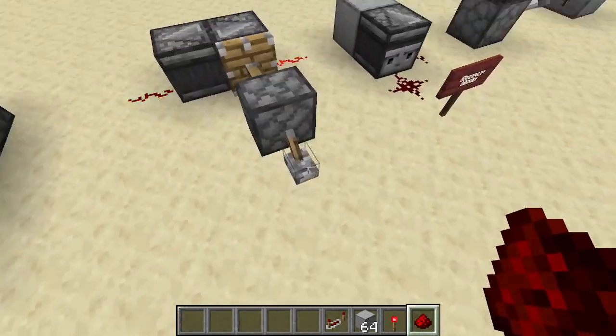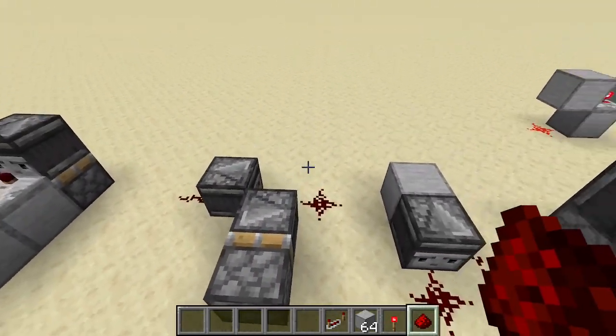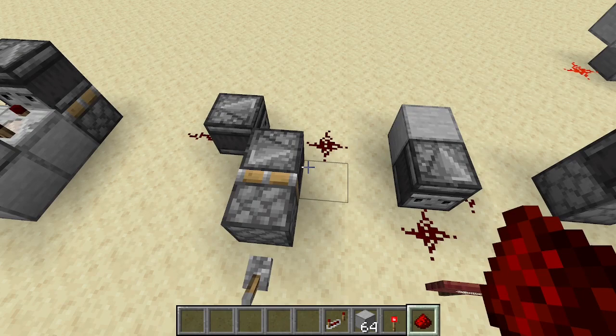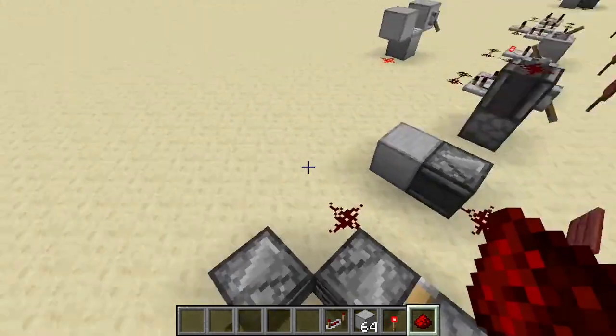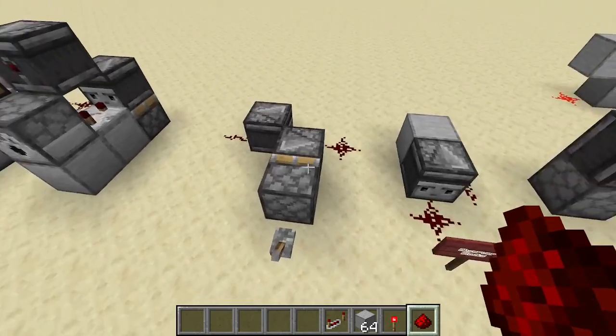Now, this is a very useful and neat little contraption. So if you need a clock where it's powering two machines, or you got two different pulses needed on two different sides, this is perfect for that.